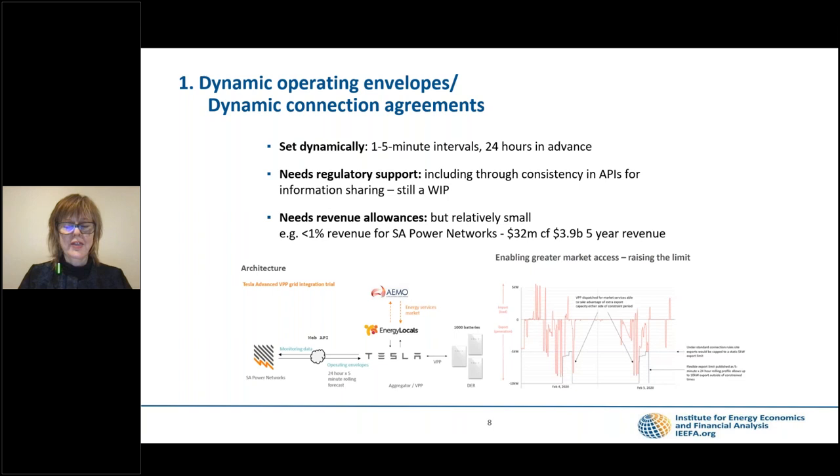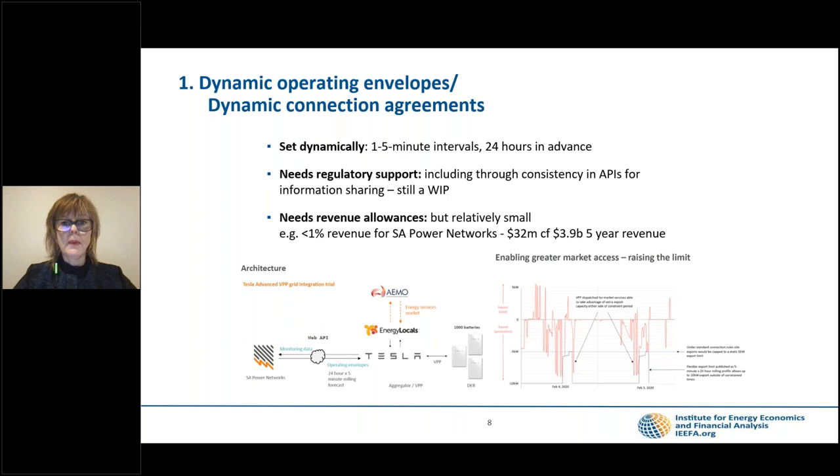I want to talk to you about three elements of DER integration and virtual power plants in Australia. The first and possibly the most important is a concept of a dynamic operating envelope, sometimes known as flexible exports or a dynamic connection agreement. This is a new set of software and systems whereby the distribution networks allocate a level of export or import capacity on a 1 or currently 5 minute interval to the connection point 24 hours in advance. This, for example, enables, in the example in the graph below, a static connection agreement of 5 kilowatts to be increased to up to 10 kilowatts, depending on the level of network capacity at the time.